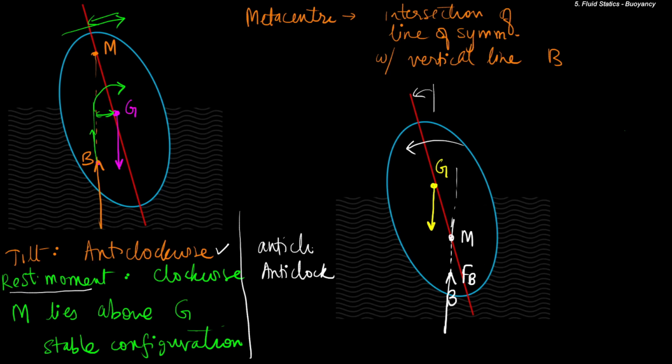So the tilt is anti-clockwise and the moment is also anti-clockwise, so it's not a restoring moment, meaning when M lies below G, the configuration is an unstable configuration, meaning that a small disturbance causes the force of buoyancy to act in such a way that it causes a further increment in the disturbance. It does not restore it back to the original configuration.